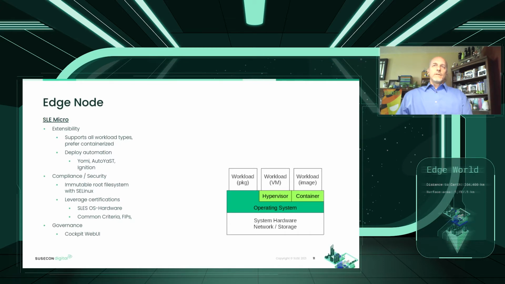And when you look at the certification aspect, because SLE Micro is based on the same kernel as SUSE Linux Enterprise, you get all the same hardware enablement. Plus, you also can leverage a lot of the other certifications that are in the security space, whether it's things like Common Criteria or FIPS or STIG or things like that. And that gives you the ability to have a very secured footprint.